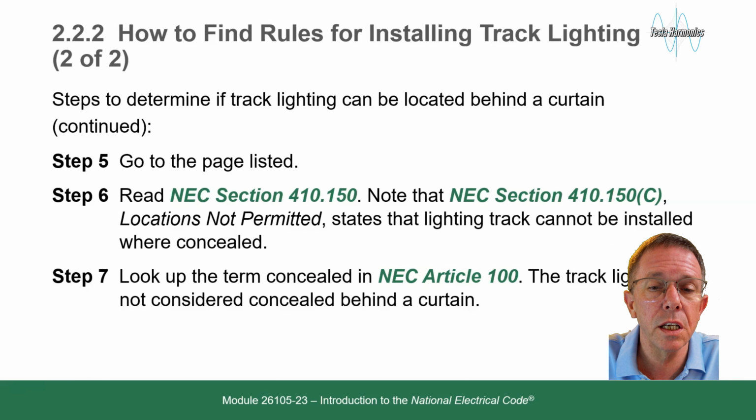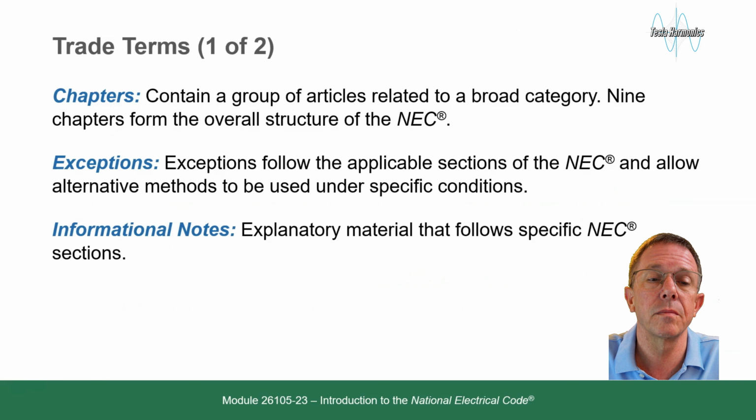How to find rules for lighting track, continued. Steps to determine if lighting track can be located behind a curtain. Go to the page listed. Read NEC Section 410.151. Note that Section 410.151(C), Locations Not Permitted, states that lighting track cannot be installed where concealed. Step 7, look up the term "concealed" in NEC Article 100. The track lighting is not considered concealed behind a curtain.